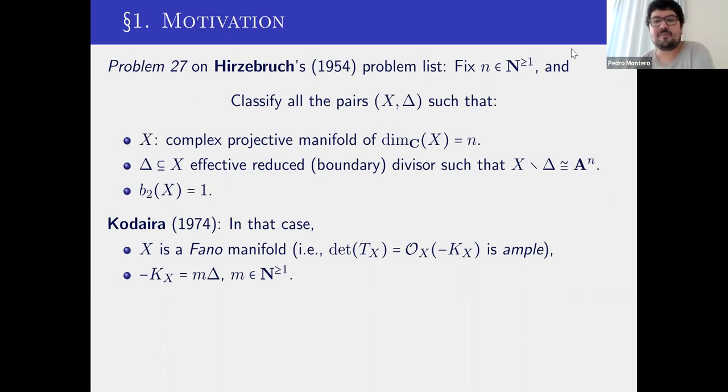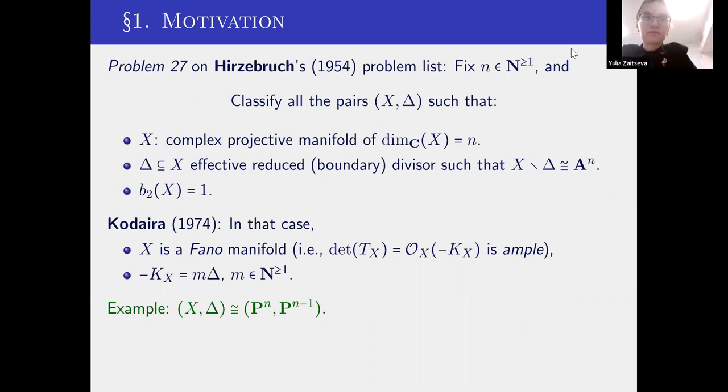So this is a good point to recall some classical slang from Fano varieties. Maybe for a small example, if you take the projective space, of course, and you take a hyperplane, you remove it and you obtain the affine space, right? This is a classical way to obtain the affine space inside the projective space, or seeing that the projective space is a compactification of the affine space. And the boundary is a hyperplane.